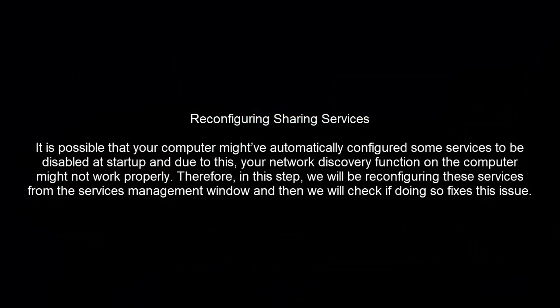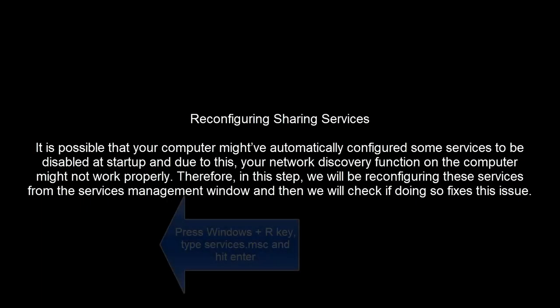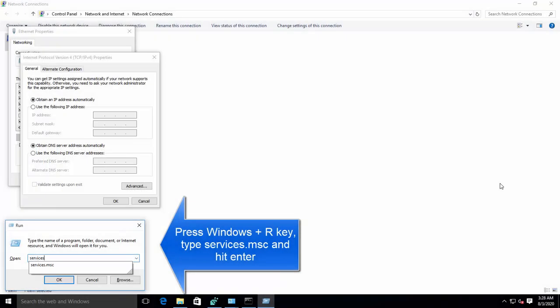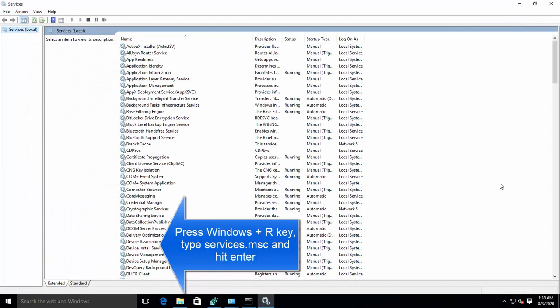The next solution that we have is to reconfigure sharing services. It is possible that your computer might have automatically configured some services to be disabled at startup, and due to this your network discovery function on the computer might not work properly. Therefore, in this step we'll be reconfiguring these services from the services management window and then we'll check if doing so fixes this issue. Press Windows and R key and type in services.msc.